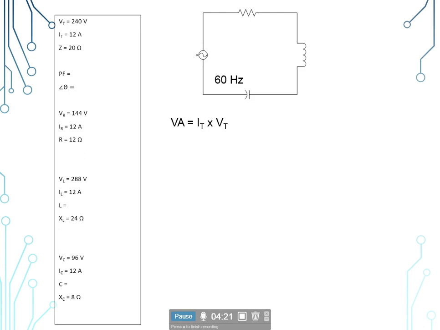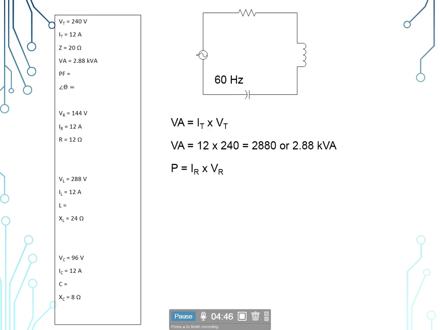Now we're going to find our apparent power. So our volt-amperes is equal to our current total times our voltage total. So we have a total current of 12 amps times a total voltage of 240 volts, giving us 2.88 kilovolt-amperes. So 2.88 kVA.